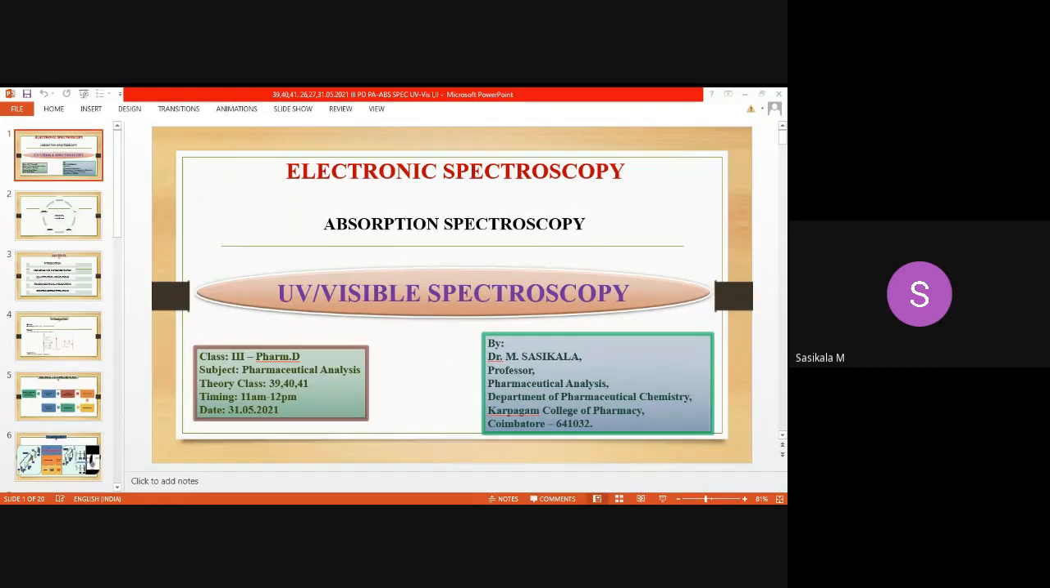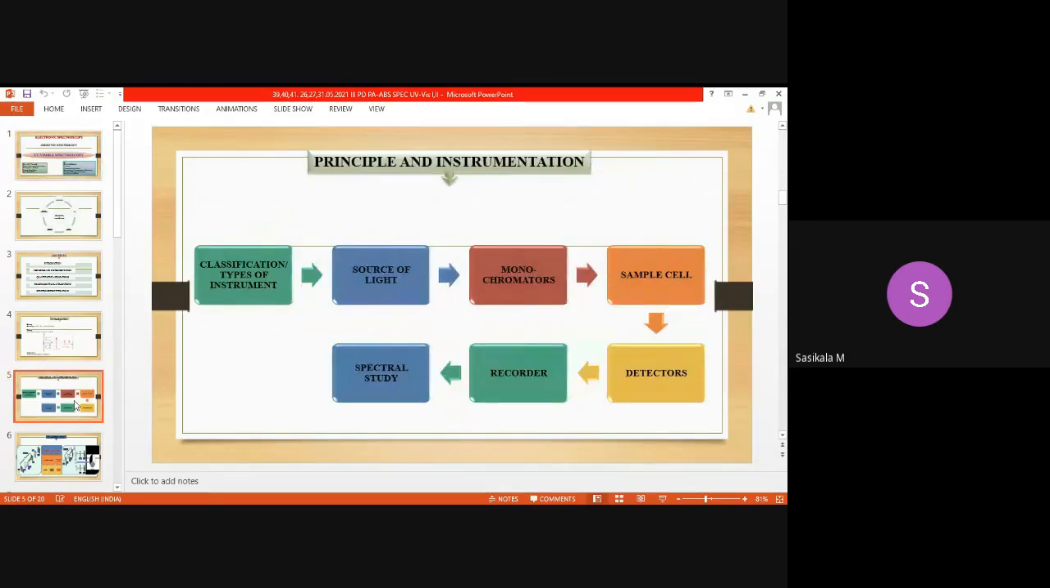As she said, we have discussed the instrumentation part of UV visible spectroscopy along with its working mechanism. In this flowchart we have discussed classification and types of instrument, then source of light, then monochromators, then sample cells. These four parts we have discussed. Now we'll move on to detectors, next part. In sample cell itself, sample analysis, we need to discuss some more points, then we'll move on to the detectors, recorder and spectral studies.